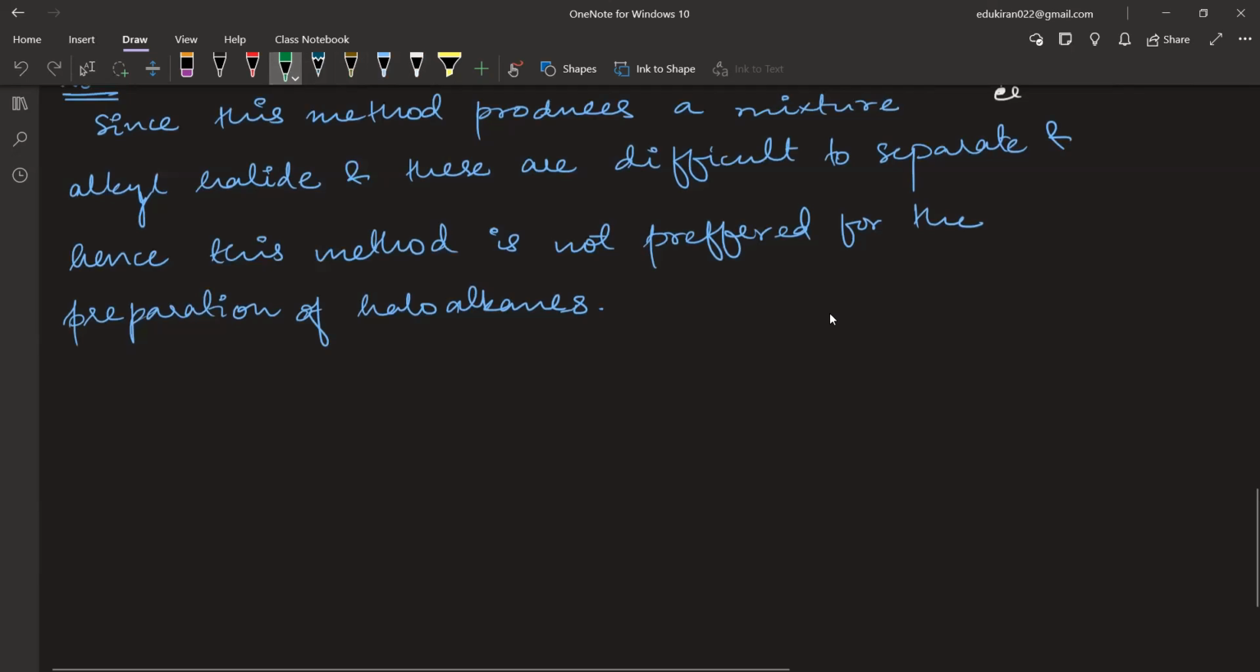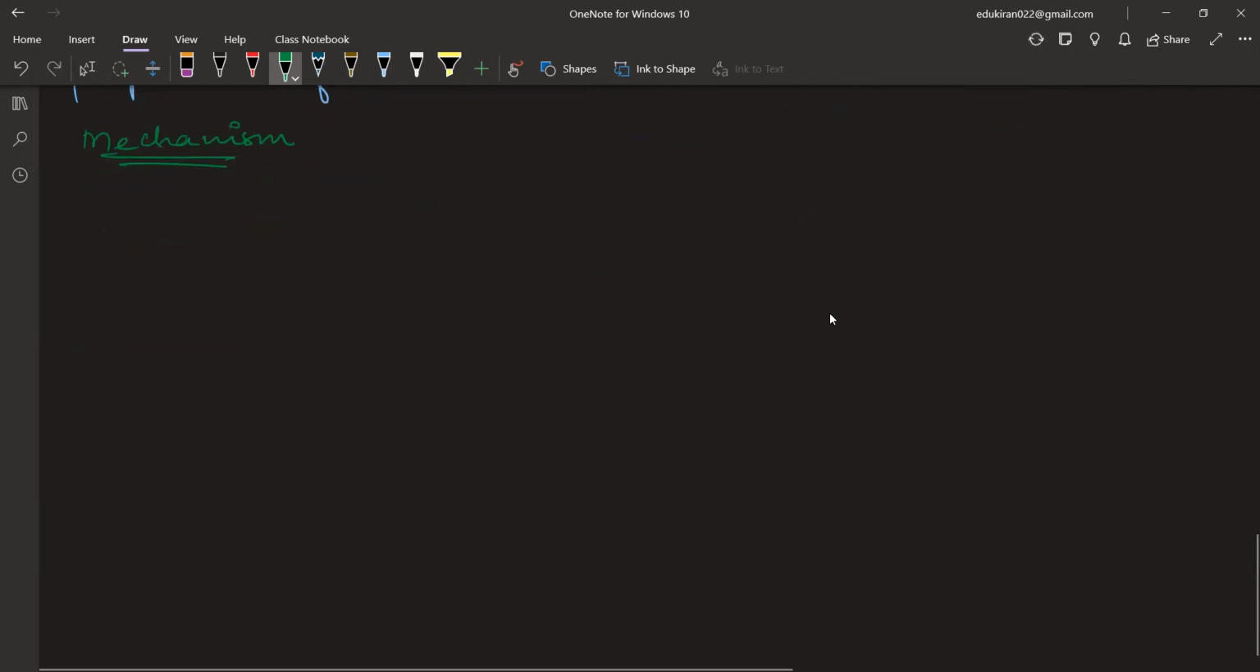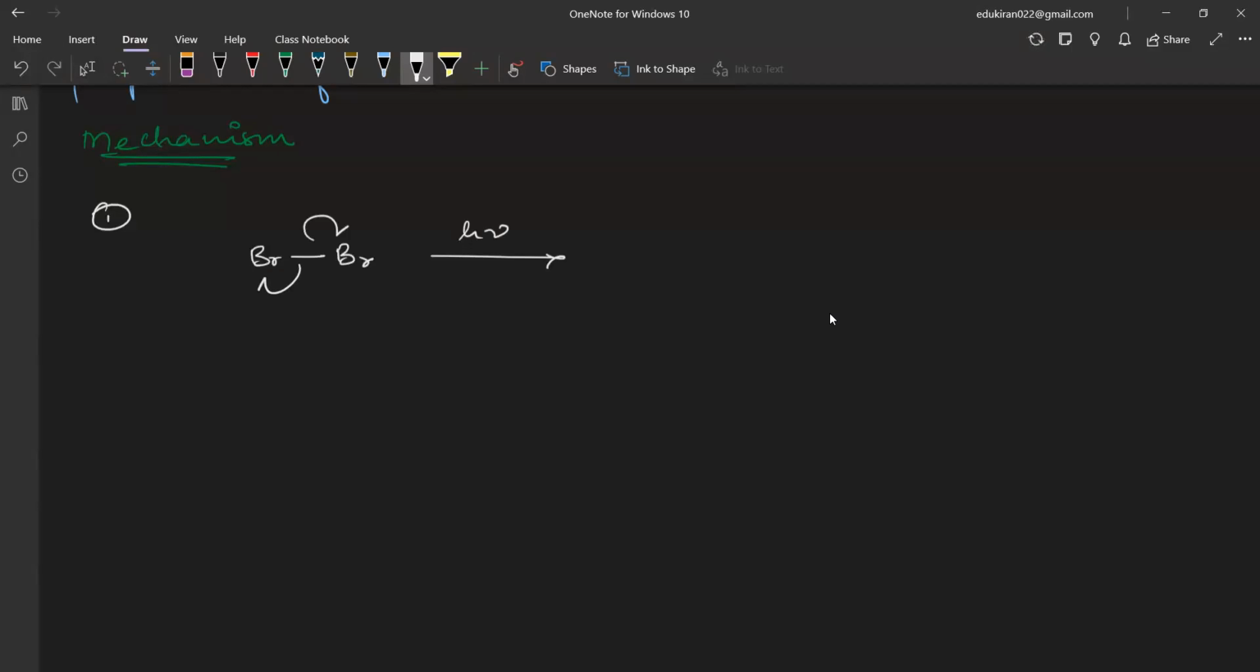Now write mechanism. Now, please listen. In the mechanism, what happens? Number 1 step. In the first step, what is going to happen? You will have, let us say, Br halogen. And in the presence of light, this Br halogen is going to cleave. That means the bond is going to break here. And the bond will break homolytically.